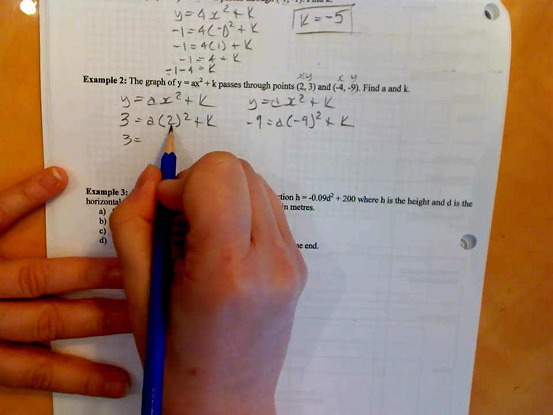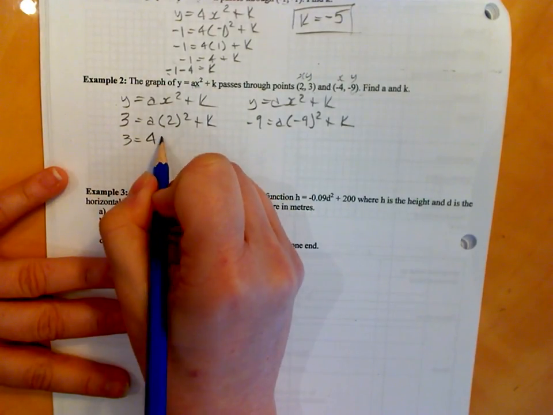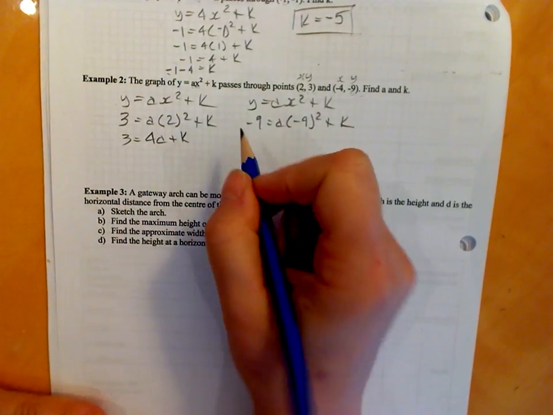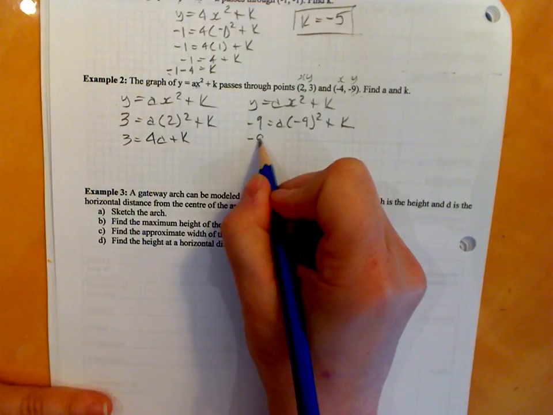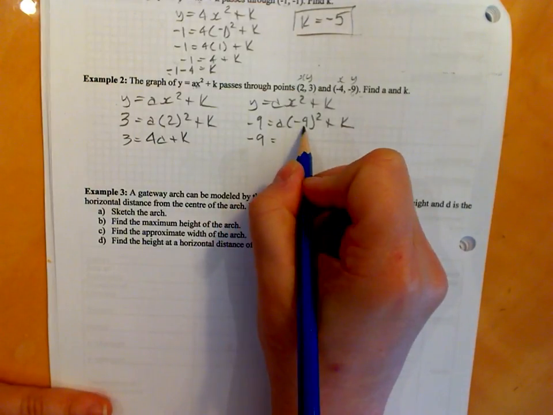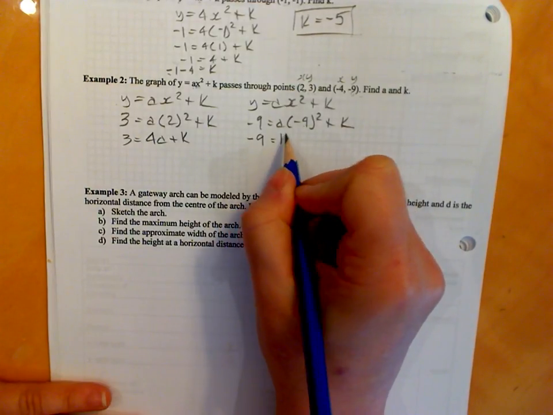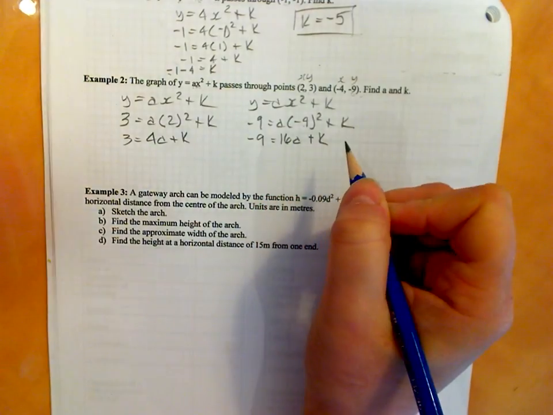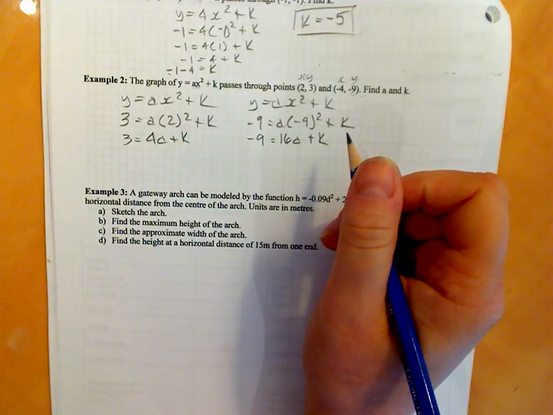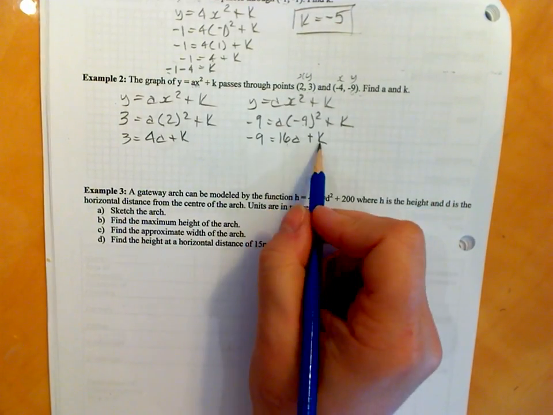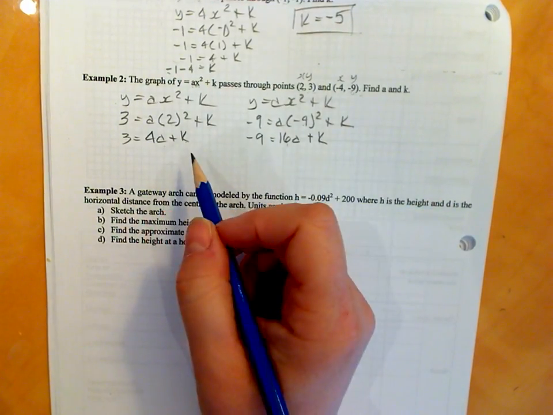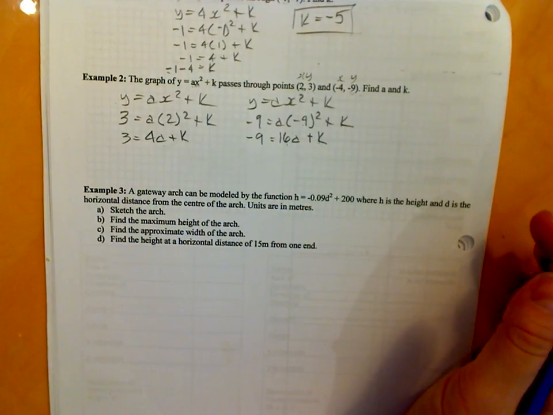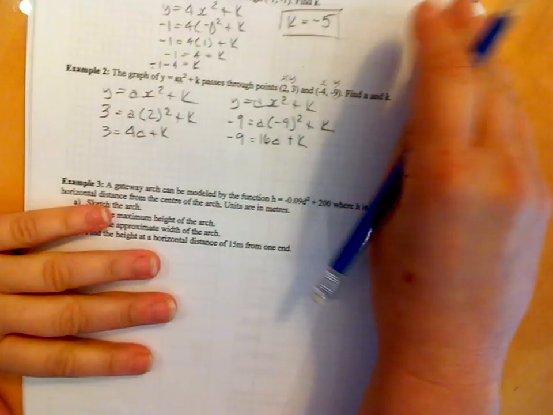3 equals, that's 4a. We don't really say a4, we usually put the number in front. And then here, -4 squared is 16a. So now we have two equations. They have the same two unknowns, and we need to find them. This is exactly like chapter 1 with linear systems. So let's solve the system.